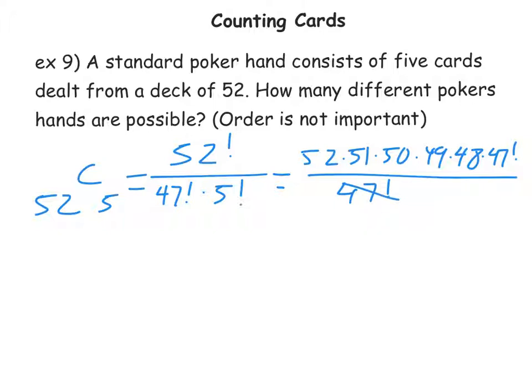That's the case I look for. Those cancel. 5 factorial is 120. At that point, throw it in the calculator: 52 times 51 times 50 times 49 times 48 over 120. Almost 2.6 million hands. Almost 2.6 million different hands.